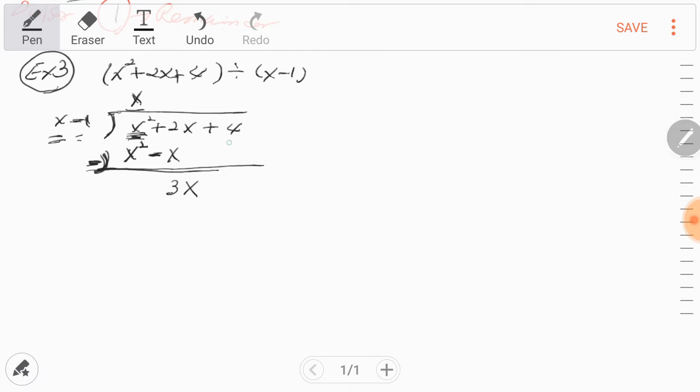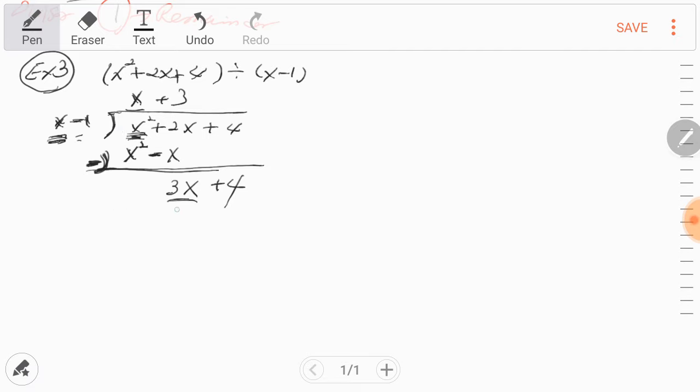And then 4 minus nothing is 0. So 4 minus nothing is 4. So subtract the second line from the first line, then we get 3x plus 4. Okay, next we will find the factor so that the product of the first term in the divisor should be equal to 3x. So x times what becomes 3x? That is 3. So 3 times x is 3x.